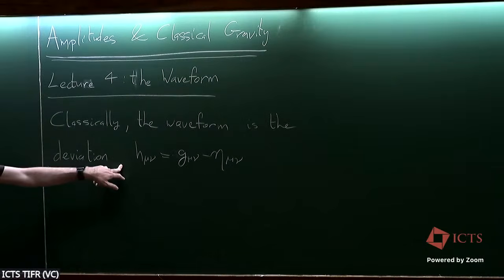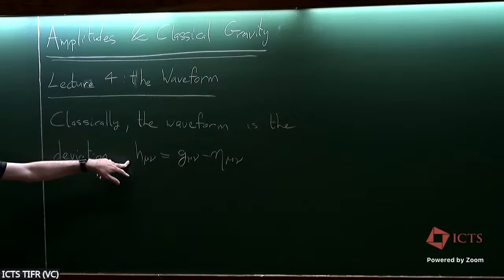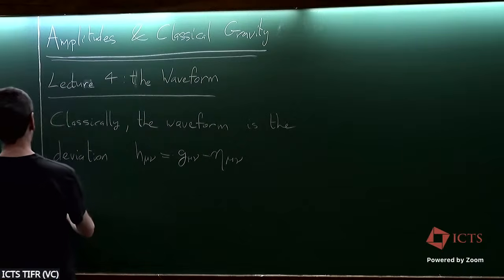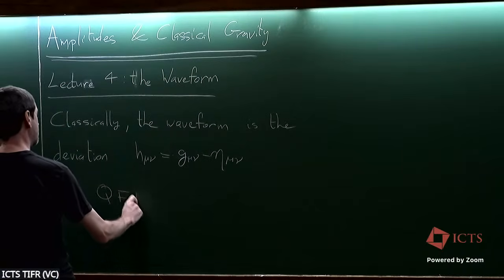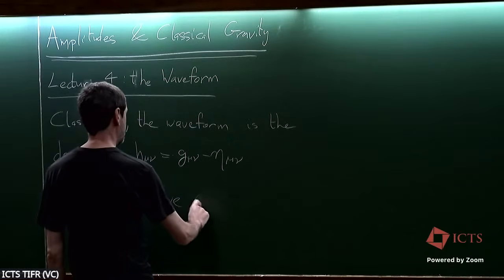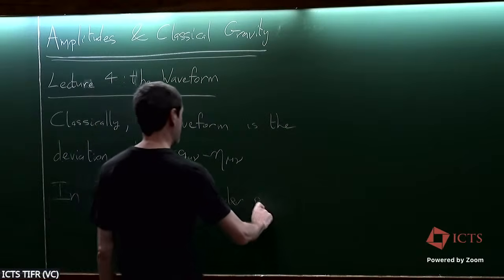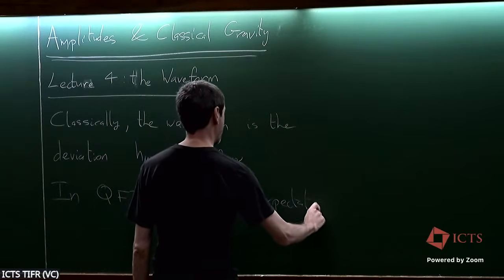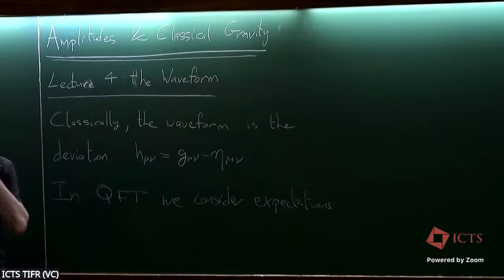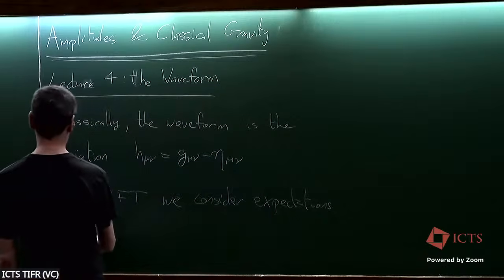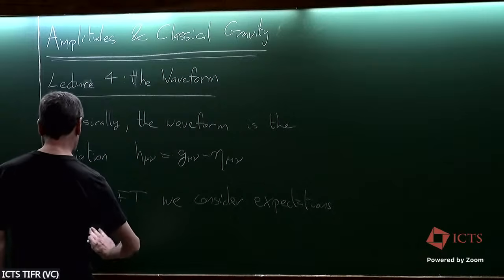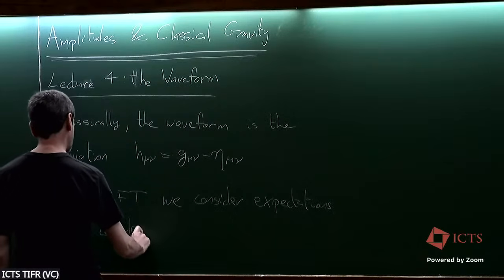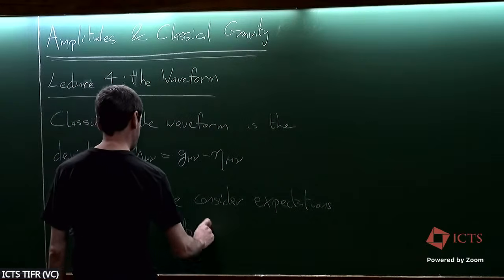Now, in quantum field theory, we don't make direct measurements. We have to talk about expectation values. So you have in mind some experiment that's repeated many times. In quantum field theory, we have to consider expectations. So the obvious thing to start thinking about is the expectation value of the actual graviton field itself. The basic plan is going to be to consider some expectation value of h mu nu.